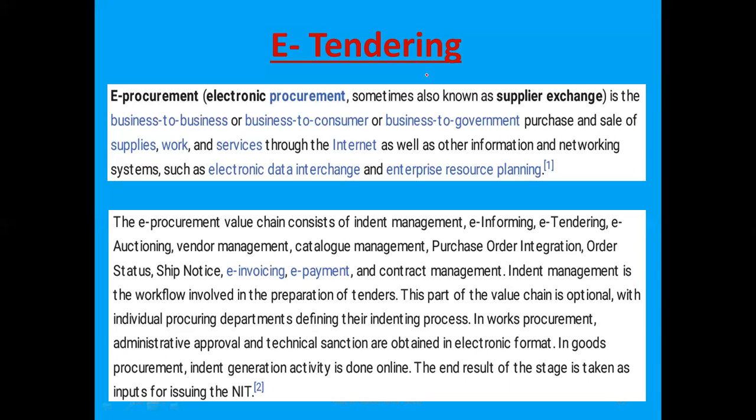So we are sending all the information into the public domain so that the tenders will be quoted by the people. What is the meaning of E? E means electronic. E-tendering means electronic tendering. E-procurement means electronic procurement. E-procurement, e-tendering, is sometimes also known as supplier exchange, meaning supplier to supplier exchange. It is business to business, business to consumer, or business to government.